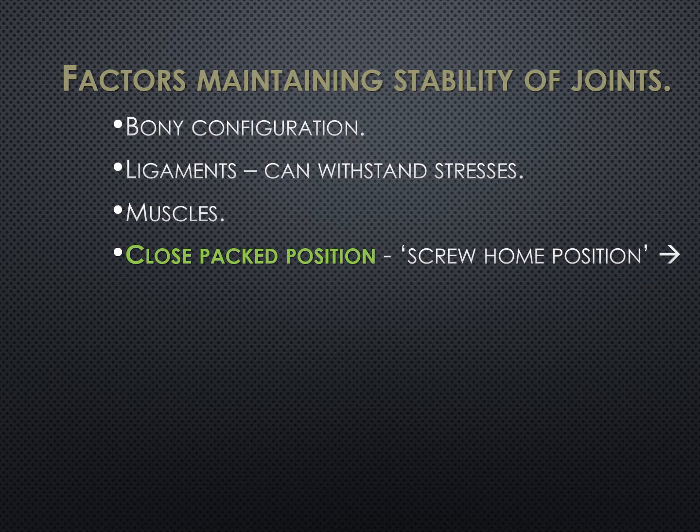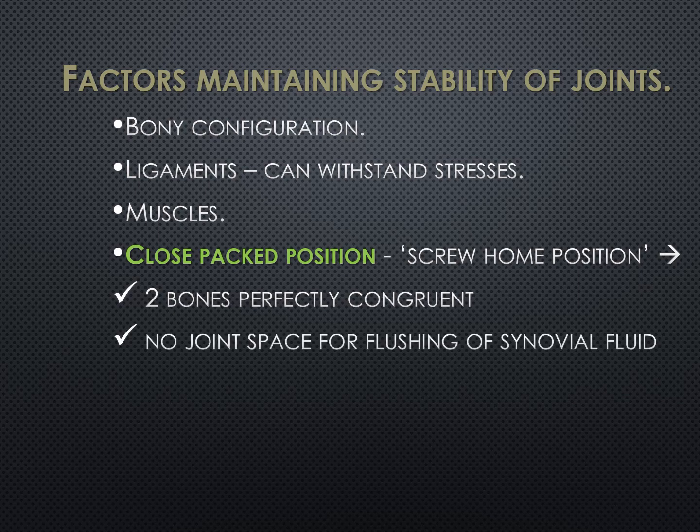So the close packed position of the joint is also known as the screw home position. In this close packed position, the two bones are perfectly congruent. They are perfectly fitting into each other, and there is no joint space for flushing of the synovial fluid. And the capsule is maximally stretched. The fibrous capsule is maximally stretched. So this is known as the screw home position or the close packed position.